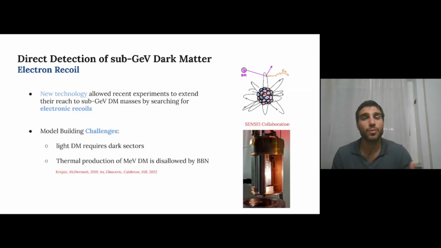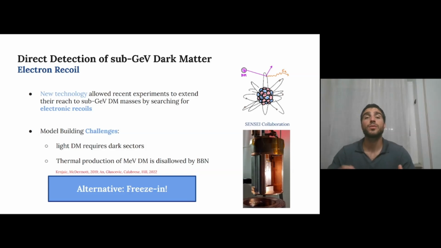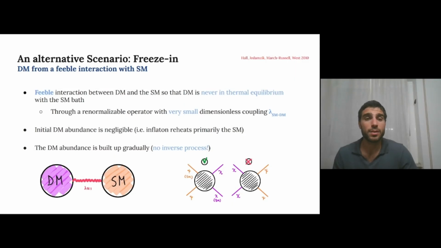Now, a very simple and clean way to get around all of these constraints for thermal dark matter is via the so-called freeze-in. The freeze-in mechanism was originally proposed in 2009 by Hall et al., and it assumes a negligible initial dark matter abundance and a very feeble interaction between the dark matter and the standard model, such that the dark matter never comes in thermal equilibrium with the standard model bath. In this sense, while the standard model is able, even if rarely, to annihilate into the dark matter, the reverse process is negligible, and the dark matter final abundance is consequently built up gradually over time until also the forward reaction becomes negligible as the temperature drops sufficiently.